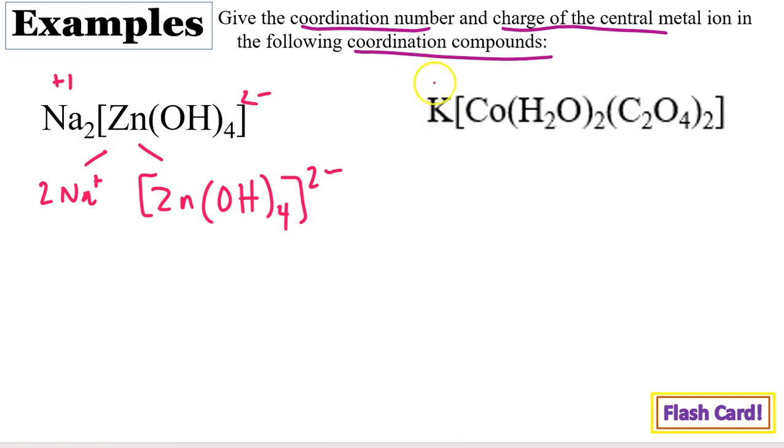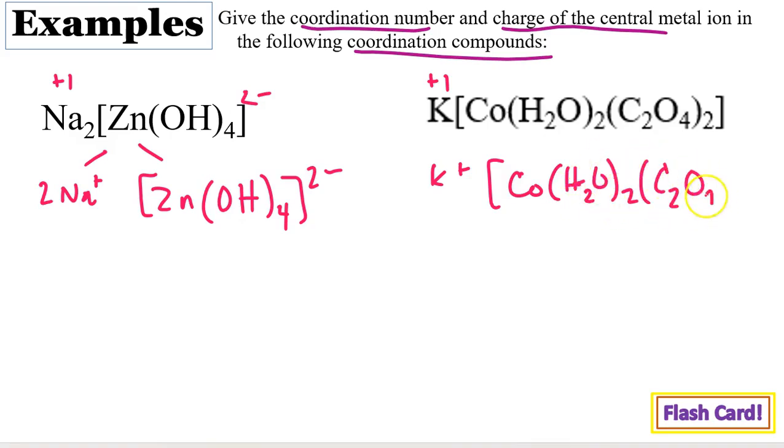Let's go ahead and do this one. We know that our potassium is going to be a +1 charge, and there's only one of them. So we're going to have our potassium. That means this entire complex has to be a -1 charge. Okay? We've got H2O2 and then C2O4 2. This whole thing is -1, just so we can balance everything.